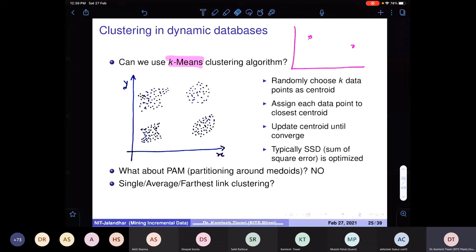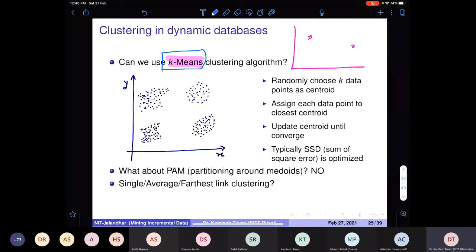However, we have seen that this method is not good. This method is not good for incremental clustering. So if you want to do incremental clustering, meaning when more items are coming to you one by one, you cannot apply this kind of method over there.